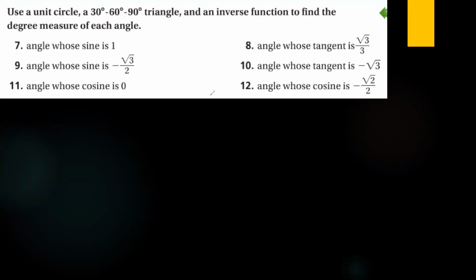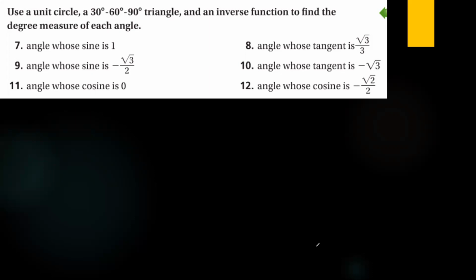Now, use a unit circle or a 30, 60, 90 triangle and an inverse function to find the degree measure of each angle. Here, use the unit circle, use the calculator, use anything you want. You want now to tell me which angle has a sine of 1. Sometimes the calculator helps you and sometimes no.